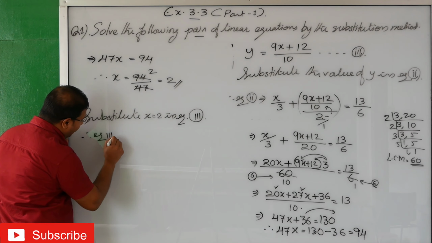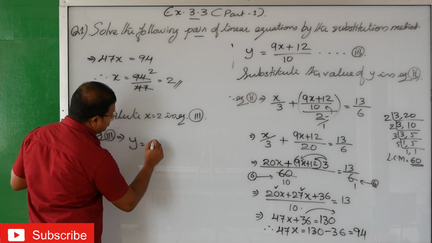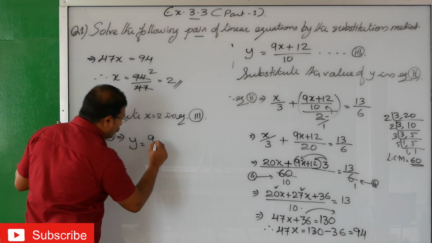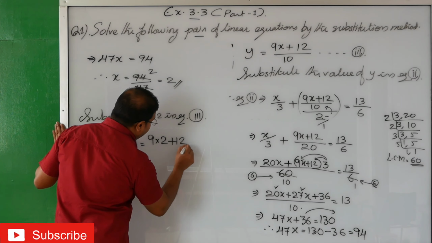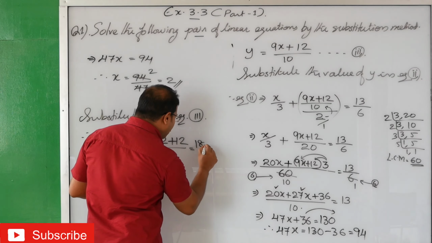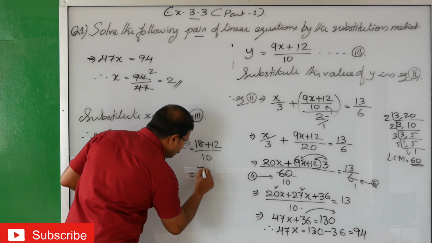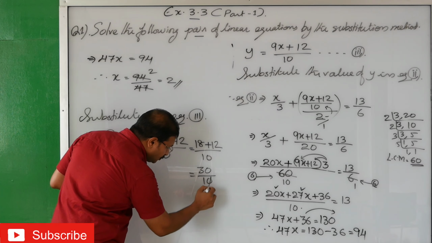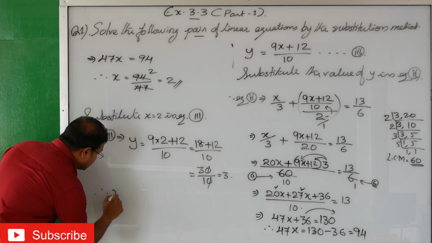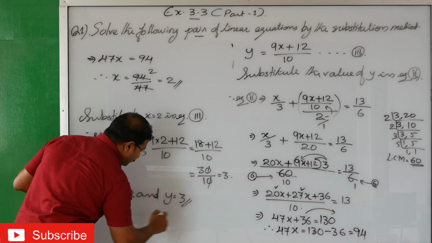Therefore, equation 3 implies, what is the third equation? The third equation is y equals (9x plus 12) by 10. But in place of x, what will you write? You will write 2, isn't it? So 9 into 2 plus 12 by 10. 9 2s are 18, so 18 plus 12, 30, so 30 by 10. The 0s will cancel, and we'll get only 3. Therefore, x equals 2 and y equals 3.